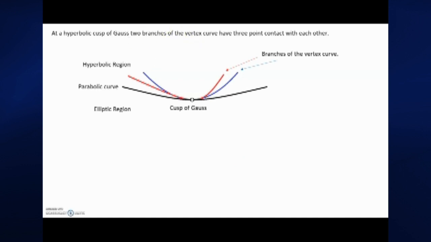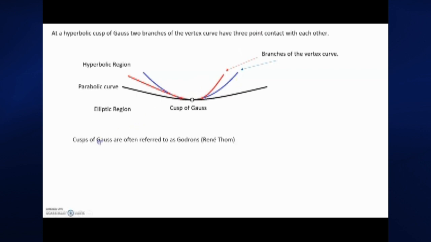Points that are of particular interest in the study of vertex curves are hyperbolic cusps of Gauss. Now, these are special points on the parabolic curve which have a free contact with their tangent plane. Now recall, the parabolic curve divides the surface into the elliptic and the hyperbolic region. Recall also that the vertex curve lives only in the hyperbolic region, where you have a transverse crossing with its tangent plane. And at the hyperbolic cusp of Gauss, two branches of the vertex curve are tangent to the parabolic curve, and they make 3-point contact with each other.